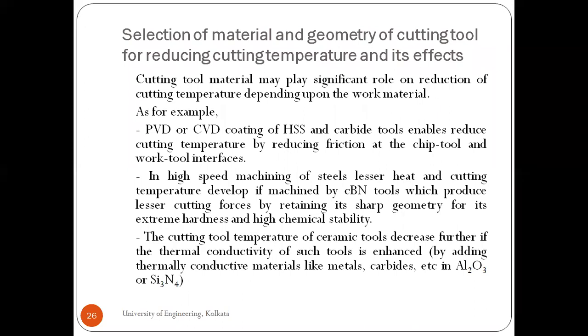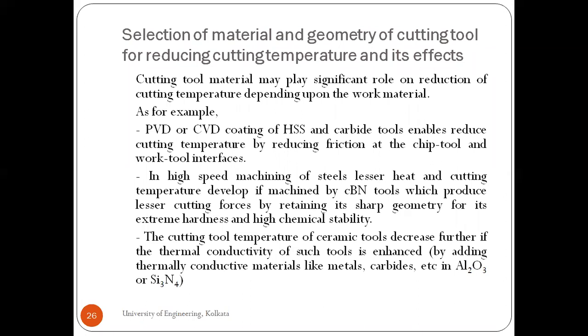Now, in the high speed machining process of steel, as we have already seen, the cutting speed is very high, the heat generation is also very high. However, if the feed is high, the temperature generation is less. So we have to select the optimum cutting speed as well as the optimum feed, so that we can reduce the cutting temperature. So in case of high speed machining of steels, lesser heat and cutting temperature develop if machined by cubic boron nitride tools, right?